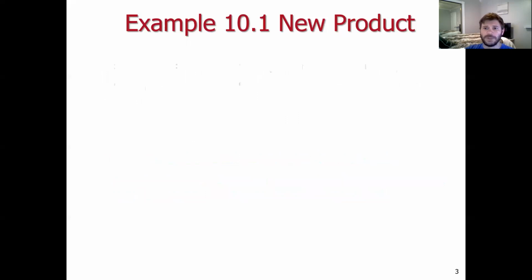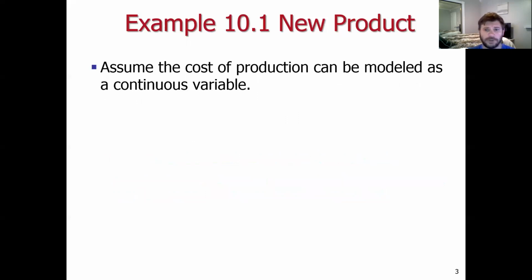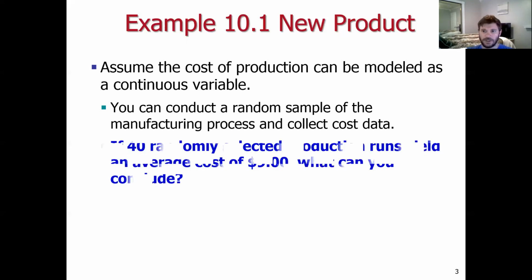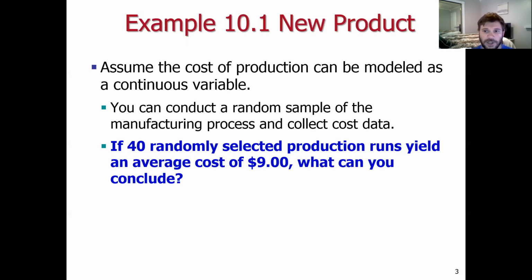And let's assume here that the cost of production can be modeled as a continuous random variable. And we can conduct a random sample of the manufacturing process and collect cost data as our product comes off the assembly line. And let's suppose here we randomly sampled 40 units off of the production line. And we noted from that sample that the average cost is $9. The question is, what can we conclude?